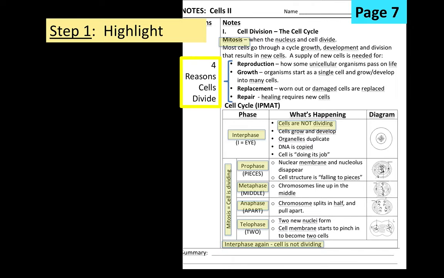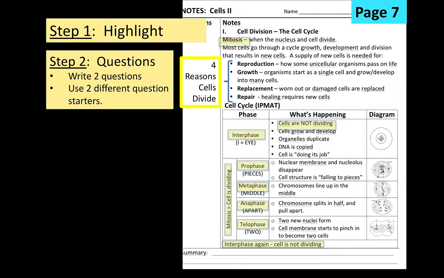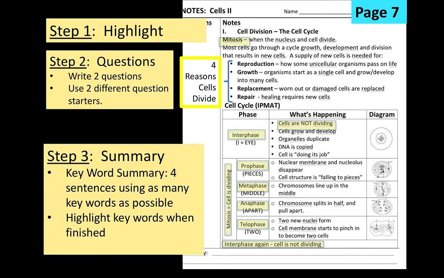All right. So then, for your questions today, I'm going to only require you to do 2 questions because we already have that other thing written in our left-hand column. So pause the video for a minute and write your 2 questions using 2 different question starters. All right. Finally, for your summary today, you're going to do a keyword summary. And for a keyword summary, you're going to use 4 sentences about this page, trying to use as many of the keywords as you can. When you're done, please highlight the keywords in your writing. Pause the video while you work on your summary.